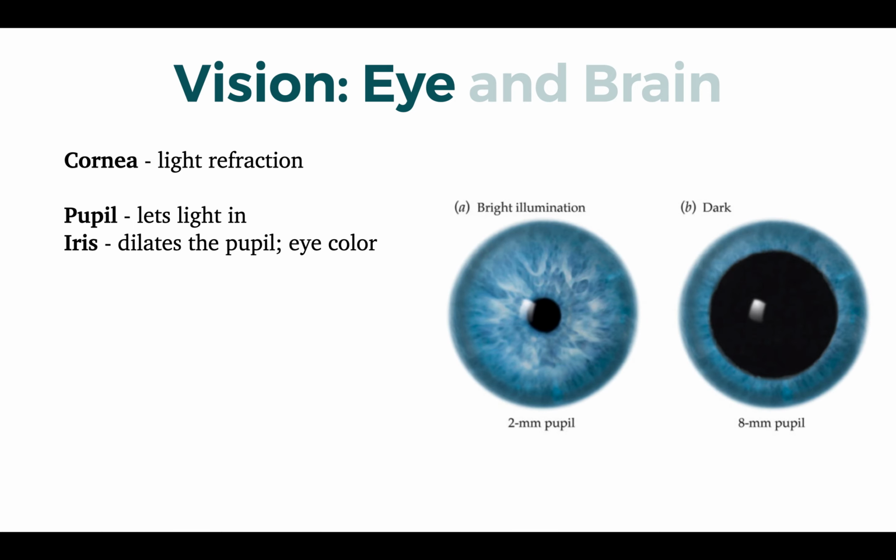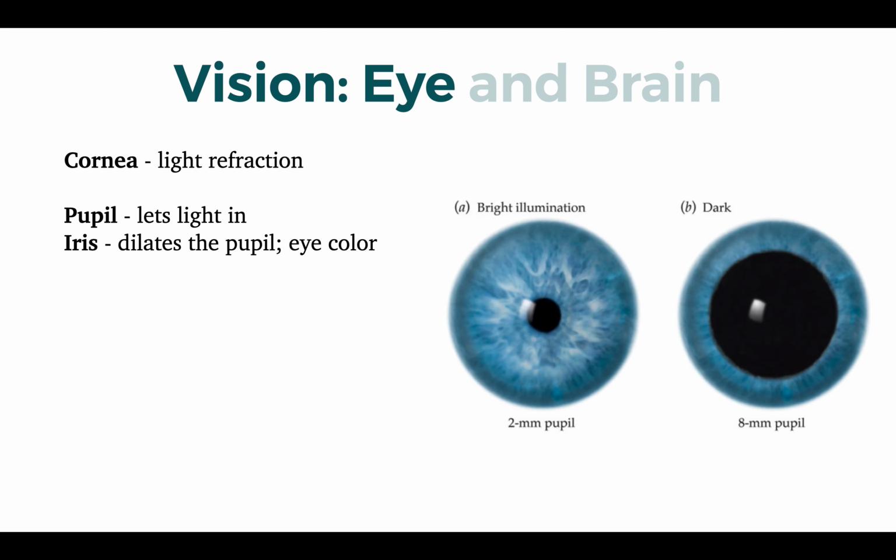So here is an example of a dilated and non-dilated pupil. The diameter typically ranges anywhere from 2 to 8 millimeters. That is a 16-fold increase in the amount of light entering the eye. The pupil itself doesn't dilate. The iris dilates. So when we say your pupils are dilated, it's more like your iris is dilated, making the hole in the middle of the iris larger.